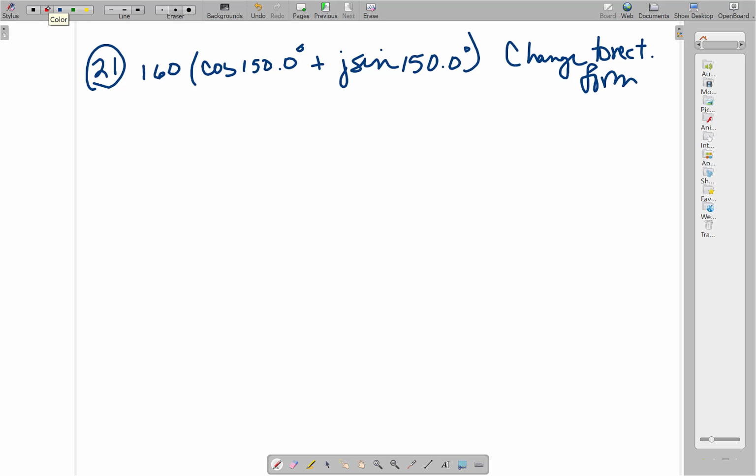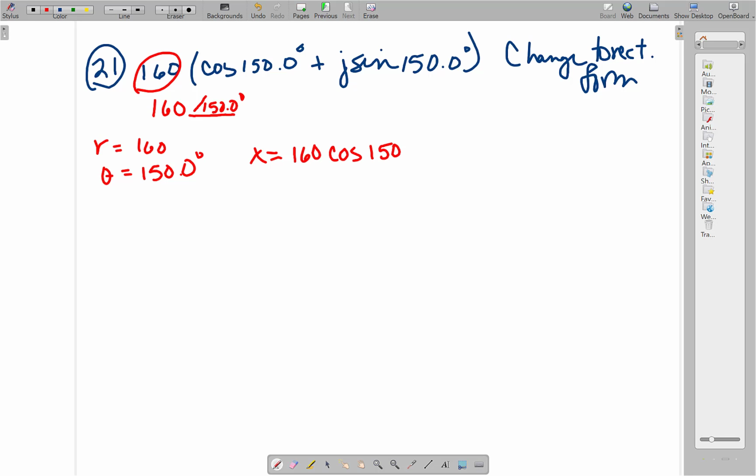Okay, so we start identifying what we have. What's the other way that this would be written? 160 and then 150.0 degrees. We have r equal to 160 and theta equal to 150.0 degrees. To find our x, x is equal to r, 160, times the cosine of 150.0 degrees, which is equal to negative 138.56, which is equal to negative 139.